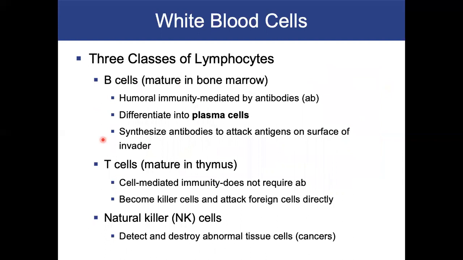You don't have to memorize the 3 classes of lymphocytes. You're going to cover this in micro and immunity. But the 3 classes of lymphocytes, there's B cells, mature in bone marrow, T cells, mature in thymus, and natural killer cells. So there's 3 different types, and they have 3 different functions.